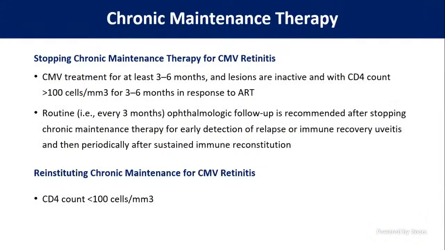When you stop treatment, you have to give it for at least 3 to 6 months, until the lesions are inactive and the CD4 count is more than 100 for at least 3 to 6 months after ART response. Your ophthalmologist has to be the one to tell you to stop treatment, and only then will you stop. If the CD4 count falls below 100, you will again reinstitute chronic maintenance therapy for patients with CMV retinitis. Remember, CMV retinitis can also present as an immune recovery uveitis. So it is very important to remember that.